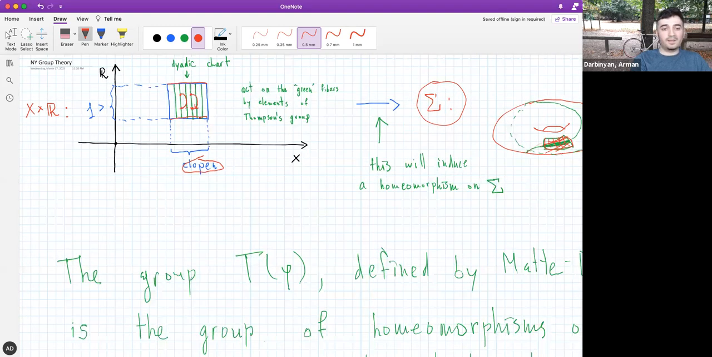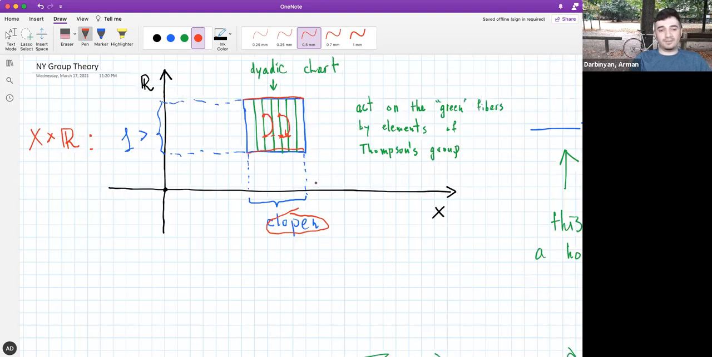So now we are almost done with the definition of Matte Bon and Triestino's group. Now consider all these types of transformations with respect to all possible dyadic charts. Namely, you can take this chart, or this type of infinite chart. It's also dyadic. The important thing is that the width should be less than 1. So consider all these charts and all these homeomorphisms with respect to these charts.